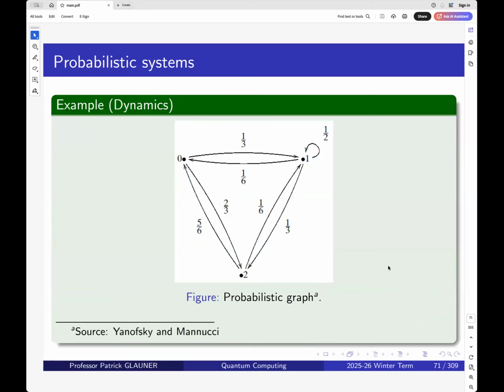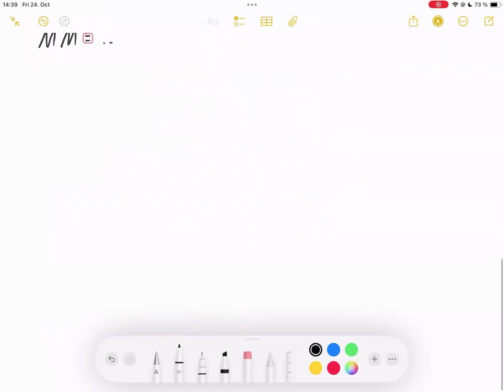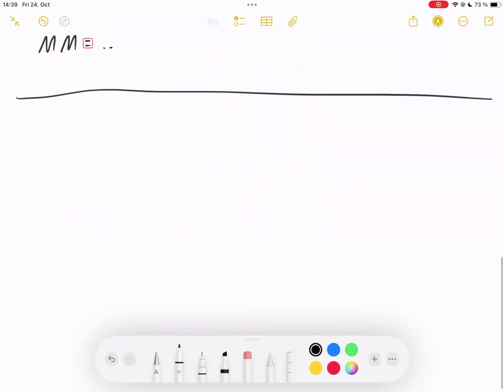Okay, very good. Because it's a simpler system, we only work with graphs that, for a while now, have 3 nodes or 3 vertices. And I will again develop all of this with you on the whiteboard. So, probabilistic systems.